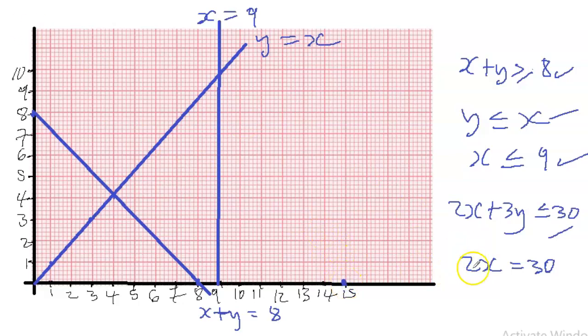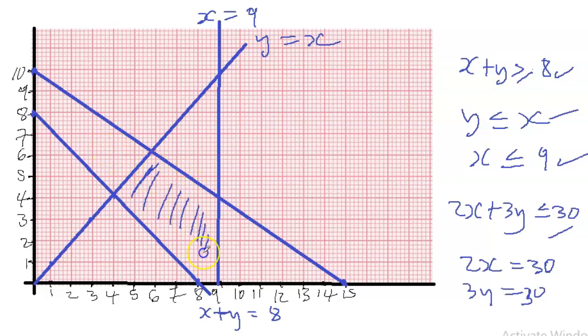Now we need to know where the line cuts the y-axis. So you let the x be 0. So you end up with 3y is equal to 30. Divide both sides by 3. y is 10, so you cut the y-axis at 10. So this line will look something like this. Cut the y-axis at 10, x-axis at 15. And it's less than. So this will be the area represented by all the 4 lines.